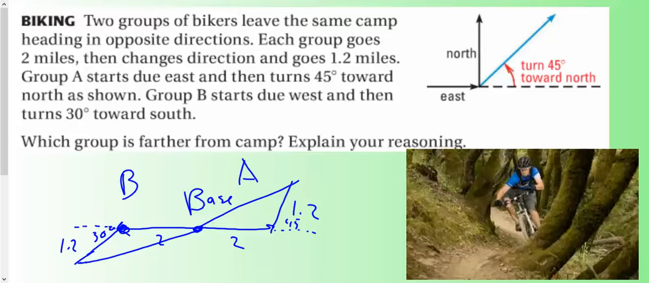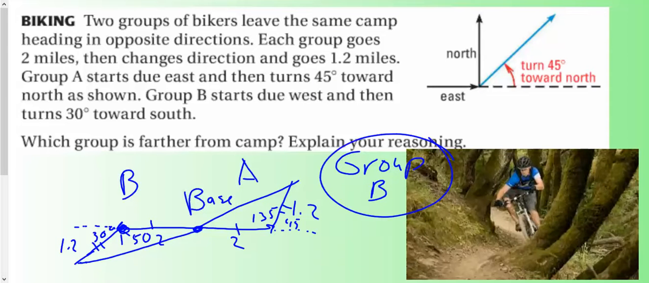Now most students will say, okay, well there's 45 degrees, so it's got to be Group A because this is congruent to this, and this is congruent to this. 45 degrees is bigger than 30 degrees, so Group A is farther away. But the trick here is this angle in the triangle is 150 degrees, while this angle here is 135 degrees. And so the angle that they give you in the problem is not actually the angle you're using. So Group B is actually farther away because of its 150 degree angle versus 135 degree angle.